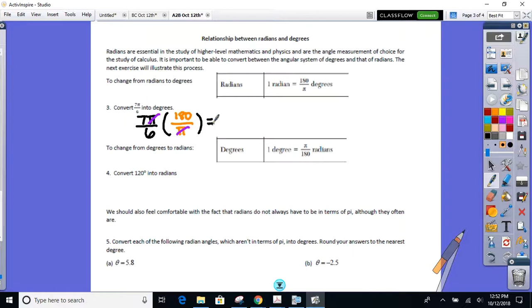How many degrees are in 7 pi over 6 radians? 210 degrees. Quick question. What quadrant is 7 pi over 6 in? Quadrant 3. Why? Because you know 210 is in the third, meaning 7 pi over 6 is in the third. All good?